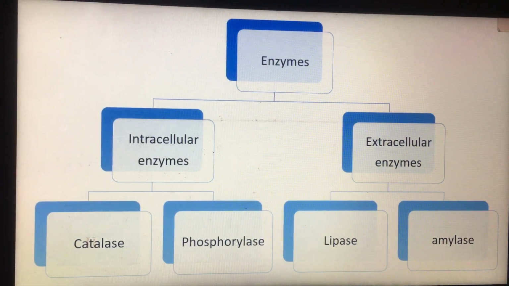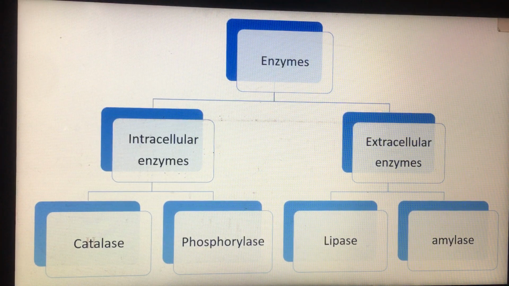Intracellular enzymes work inside the cell, but extracellular enzymes are made inside cells, then released from the cell to carry out their function outside the cell. So intracellular enzymes work inside the cell. Extracellular enzymes are made inside cells then released from the cell to carry out their function.